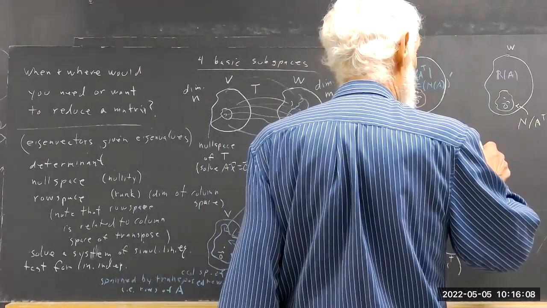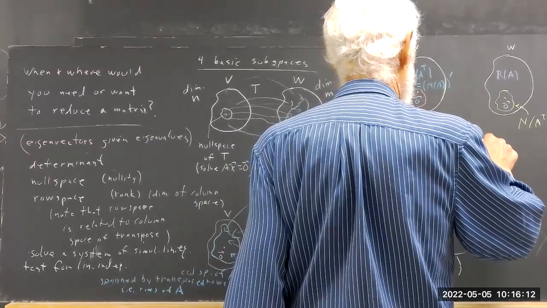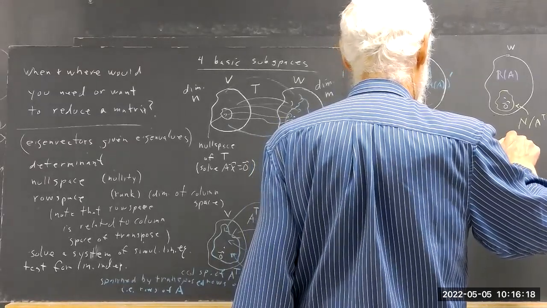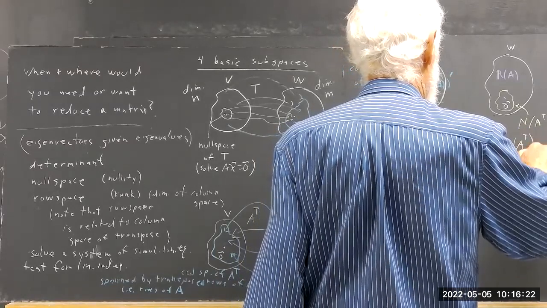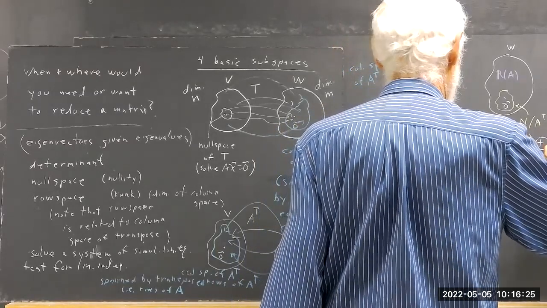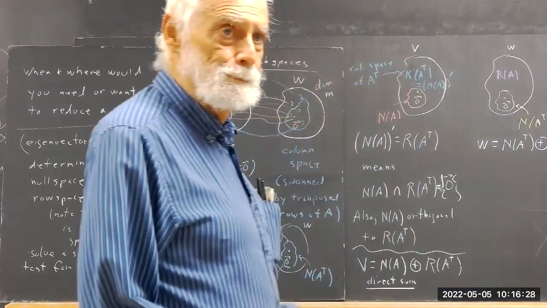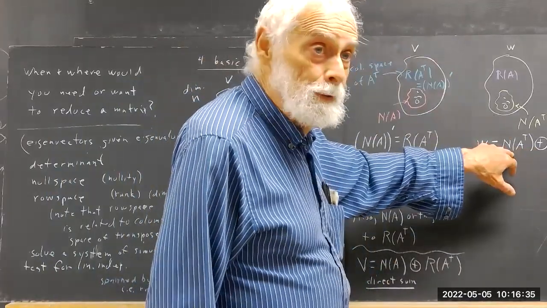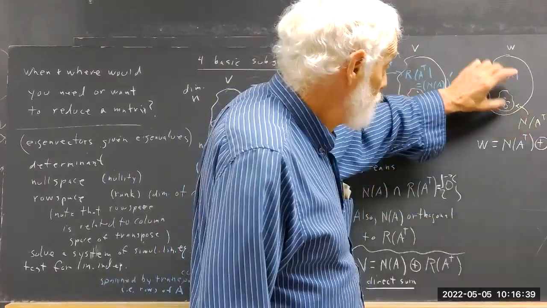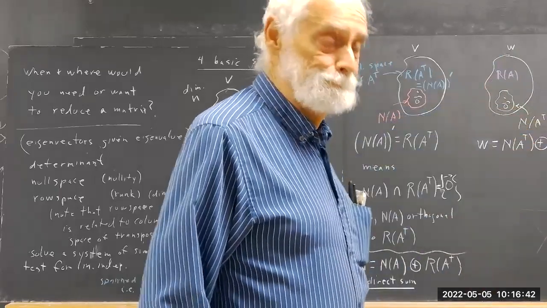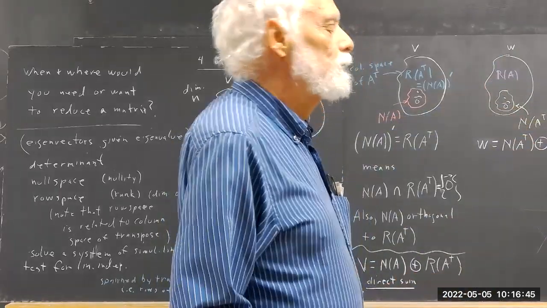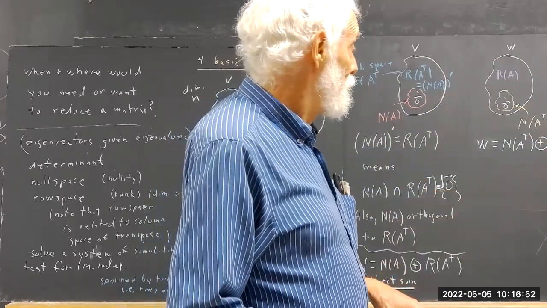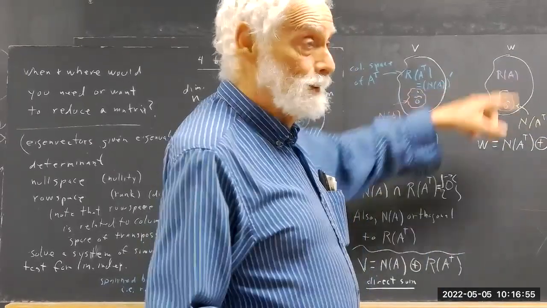So I can say that every vector in W is a sum of a vector in the null space of A transpose and the column space of A. So, for example, when doing regression, your target vector is going to be in the column space, okay?